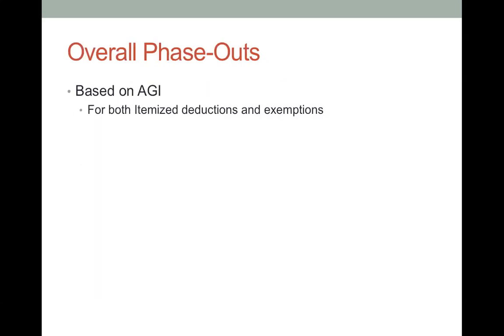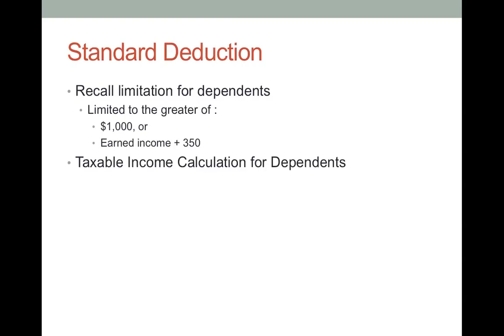And then overall phase outs, we already talked about that. Okay, they're based on AGI. If your AGI is too high, then your itemized deductions can be reduced, your exemptions can be reduced. Standard deduction. So finally, if someone can claim you as a dependent, your standard deduction is going to be limited. It's limited to the greater of $1,000 or earned income plus $350. Please remember that earned income is wage income or salary income. It is not investment income.